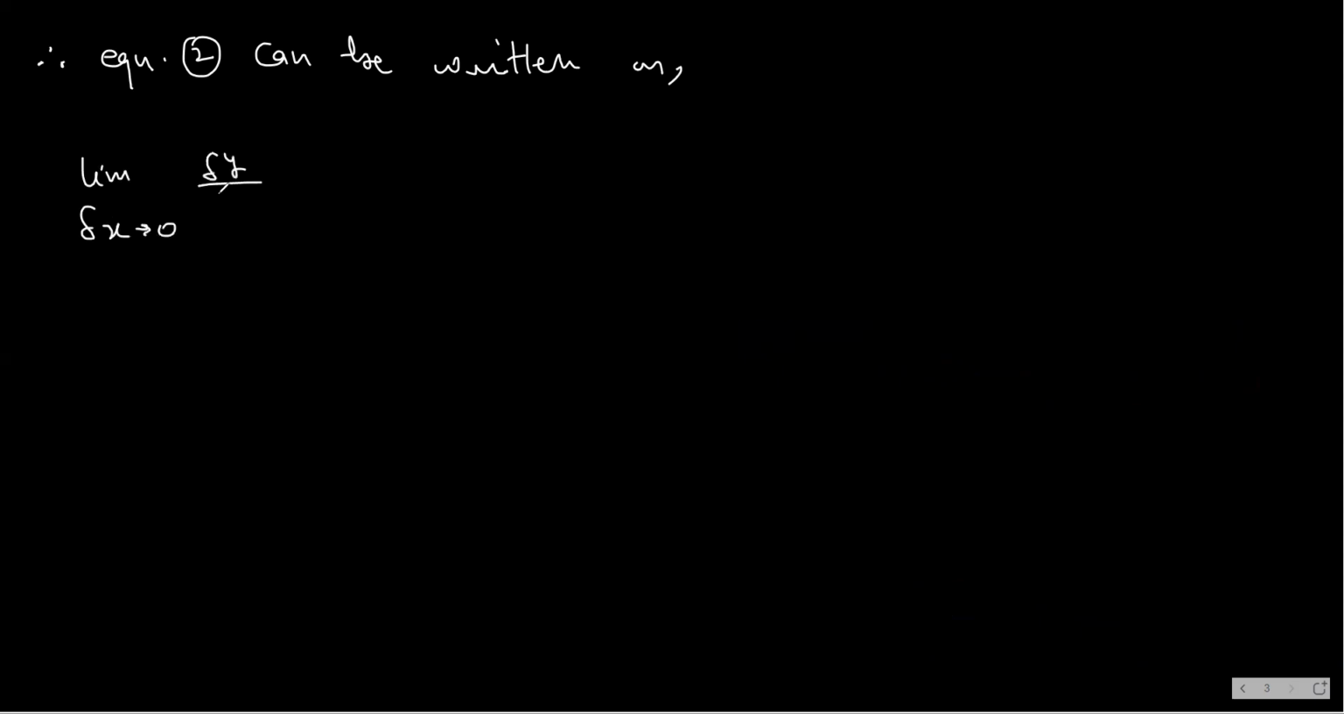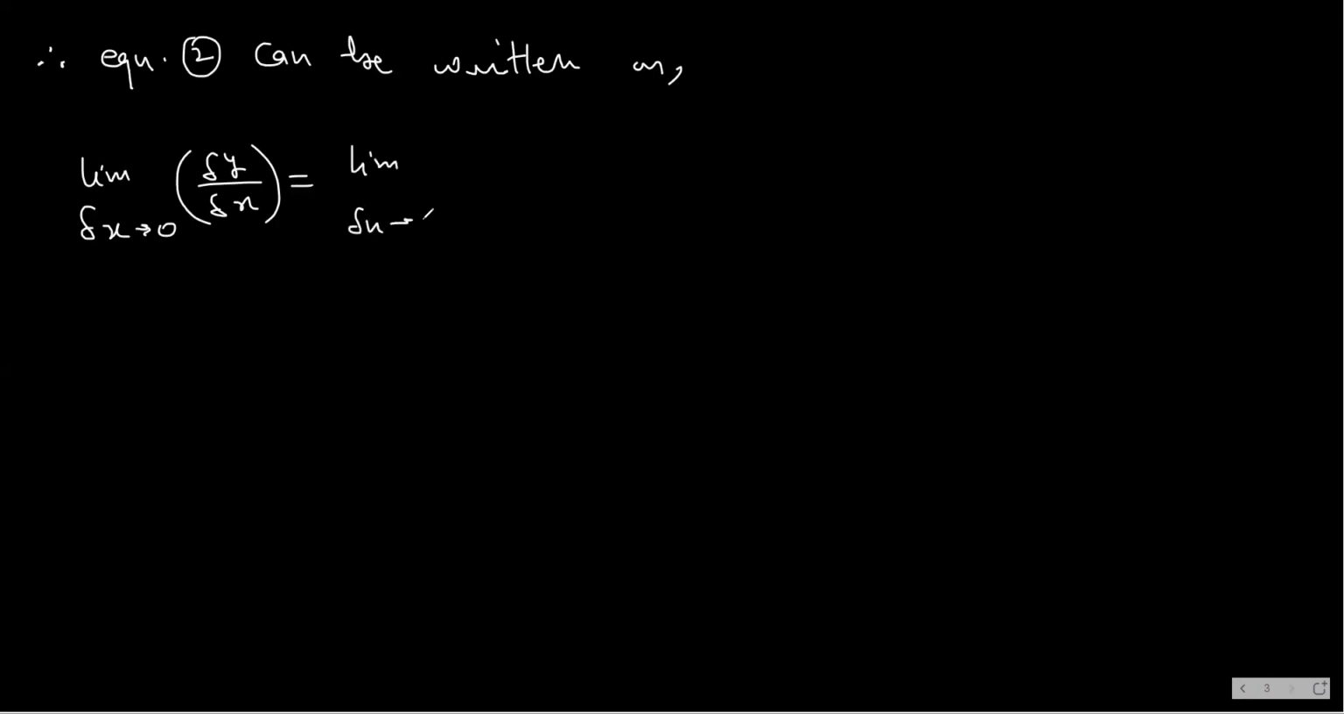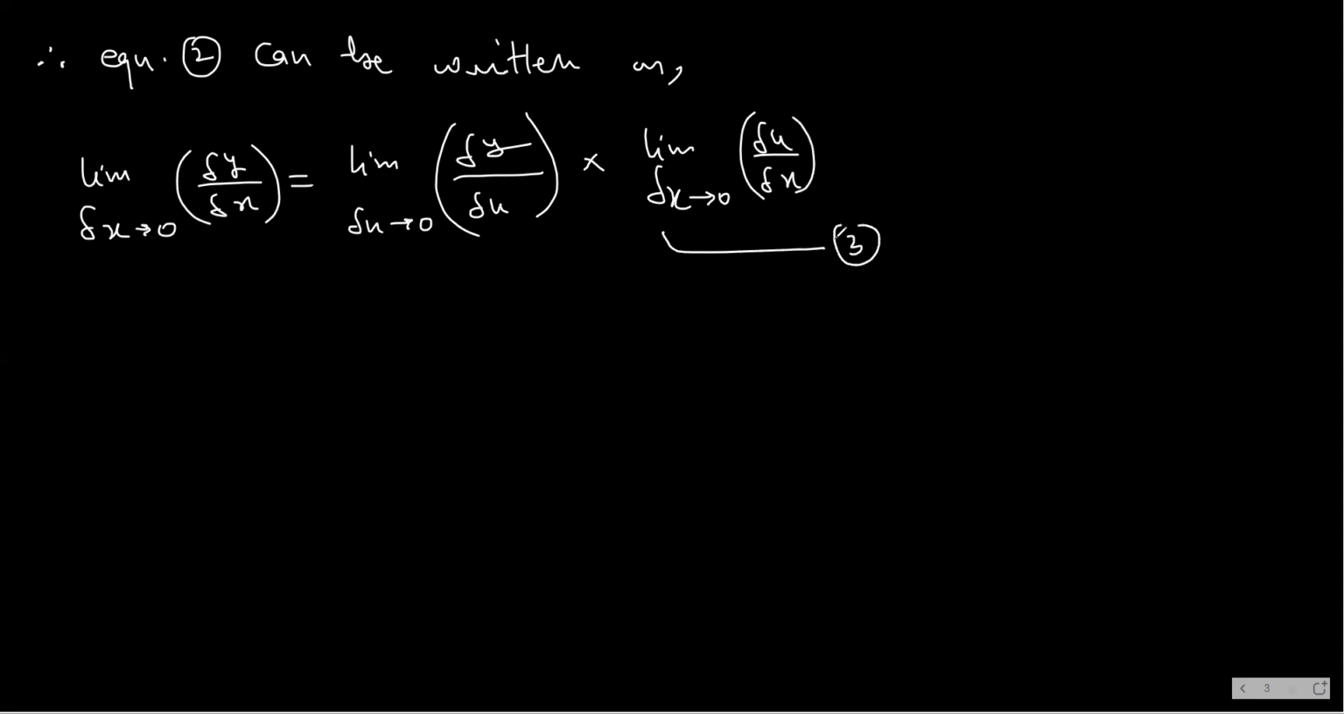equation 2 will become, see what equation 2 will become. Therefore, equation 2 can be written as limit delta x tending to 0, delta y by delta x equals, here the denominator is delta u, so I will write here delta u, equals limit delta u tending to 0, delta y by delta u into the second factor, which was all okay, limit delta x tending to 0, delta u by delta x, and this is equation number 3.